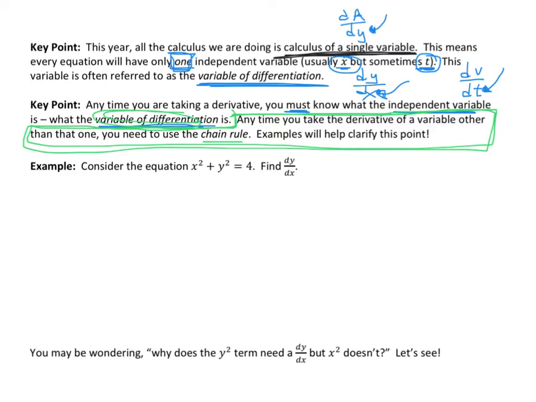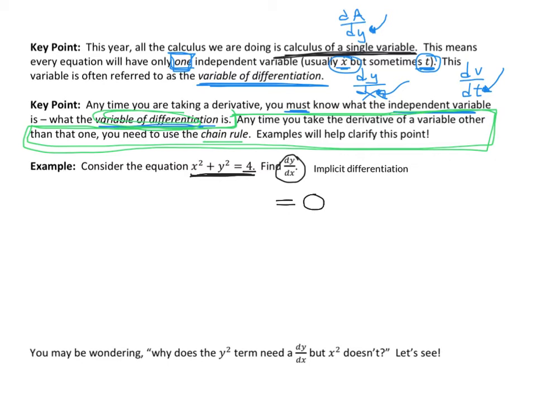Okay, so let's get into some examples that will help us to see this. Suppose that somebody gave me the equation x squared plus y squared equals 4 and asked me to find dy dx. So if I wanted to find dy dx, I could use a process called implicit differentiation. And when I do implicit differentiation, what I do is I take the derivative of both sides of the equation. So I have this relationship between x and y. The derivative of the right-hand side is really easy. The derivative of 4 is 0.